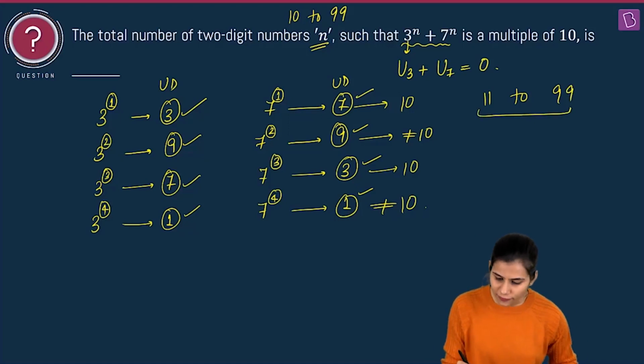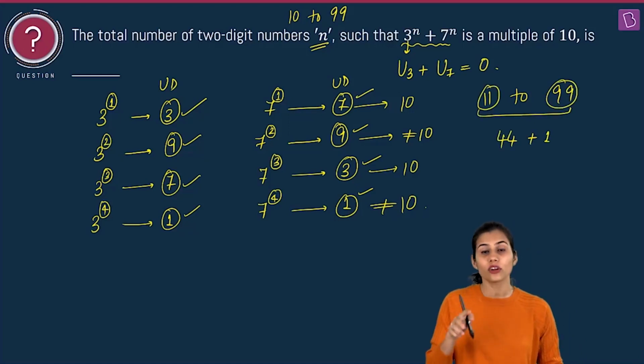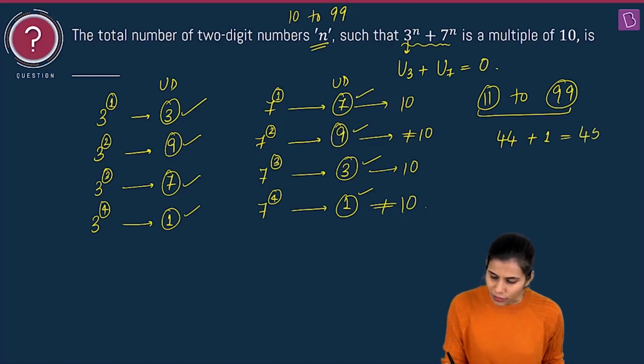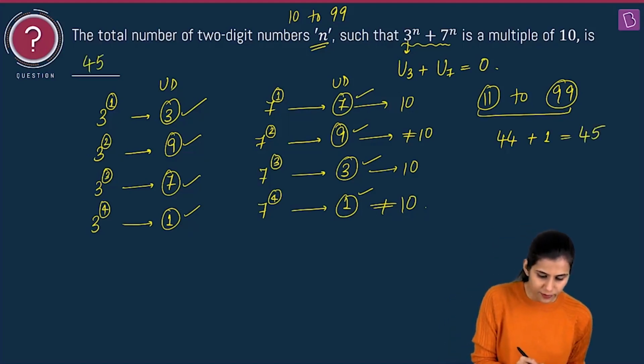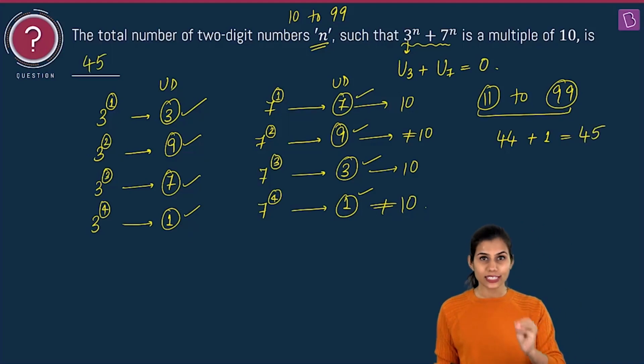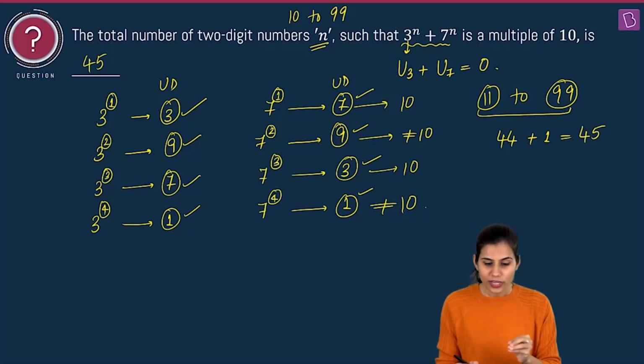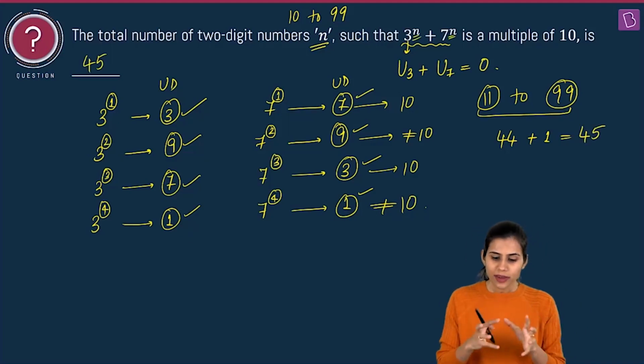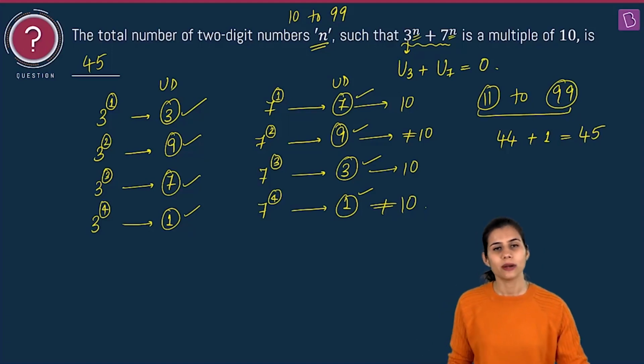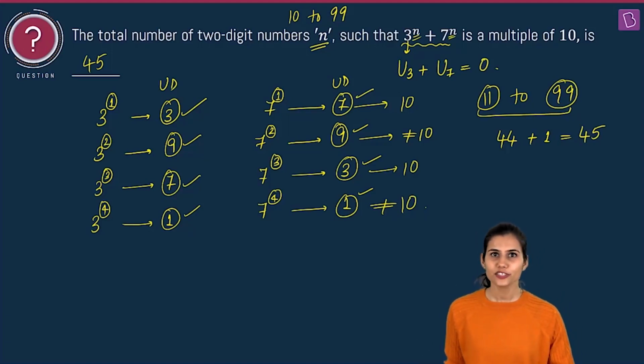88 by 2 is 44. 44 plus 1, because the endpoints are included. Both are odd. So the final answer is coming out to be 45. So there are 45 two-digit natural numbers n for which 3 to the power n plus 7 to the power n will come out to be a multiple of 10. You're done. Understood?